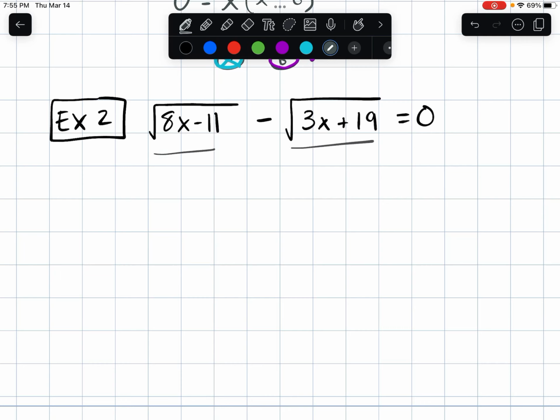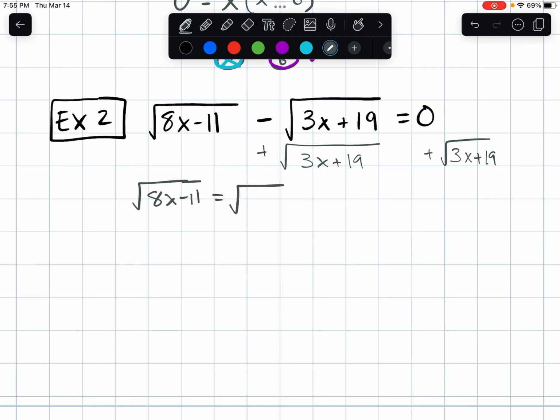In this case, we have two radicals. So like we said, we want to isolate on either side. So I'm going to take this one and move it over to the right side by adding the square root of 3x plus 19. So now we have the square root of 8x minus 11 equals the square root of 3x plus 19.